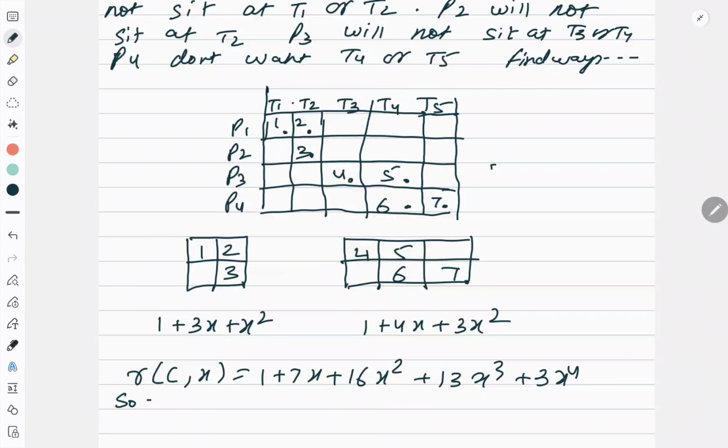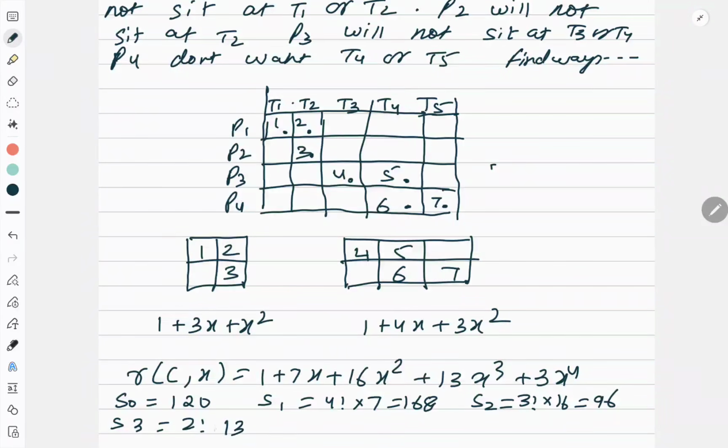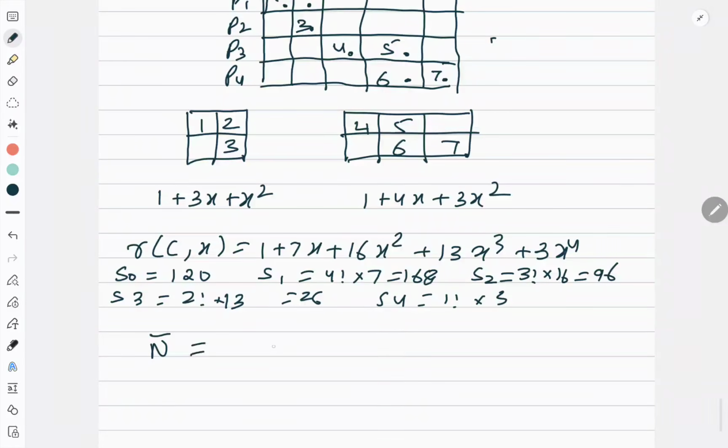Again by the same formula, S0 will be 5 factorial, which is 120. Then S1 will be 4 factorial into 7, which is 168. S2 will be equal to 3 factorial into 16, which is 96. S3 will be equal to 2 factorial into 13, that is 26. And S4 will be 1 factorial into 3. Then you substitute it in the formula of n, S0 minus S1 plus S2 like this. And if you substitute the values, you will get 25. So the answer is 25. Right?